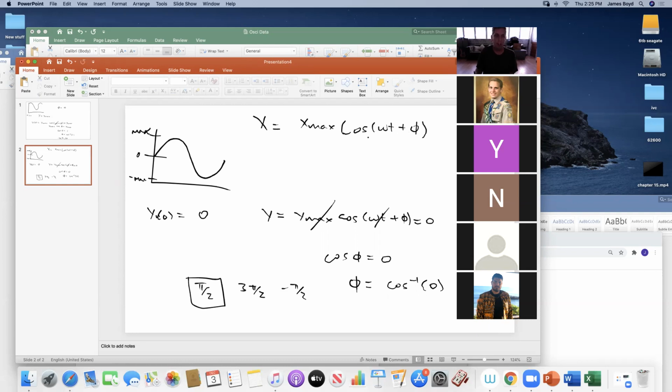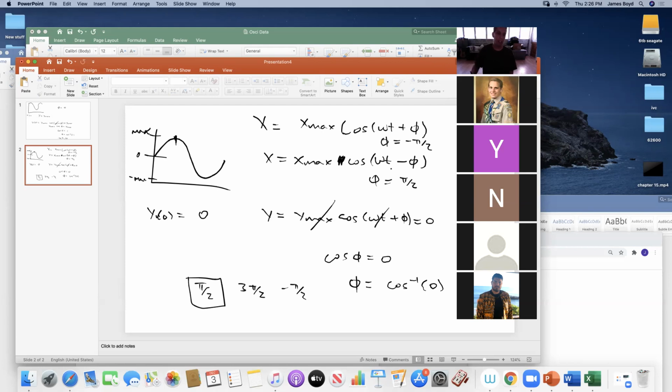If you have a plus, this has to be negative pi half. Normally you write x max cos omega t minus phi, and then phi is pi half. Here phi is negative pi half, because sine is actually a shifted cosine function, shifted by negative pi half. So a cosine function would normally start here. It's starting back by pi half rads.